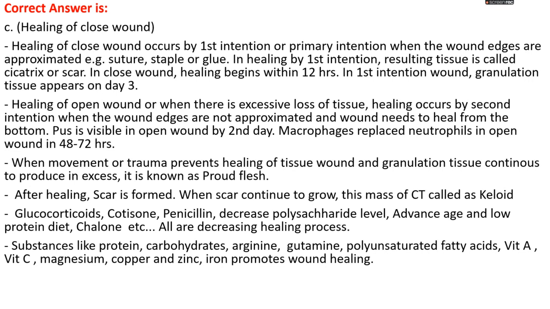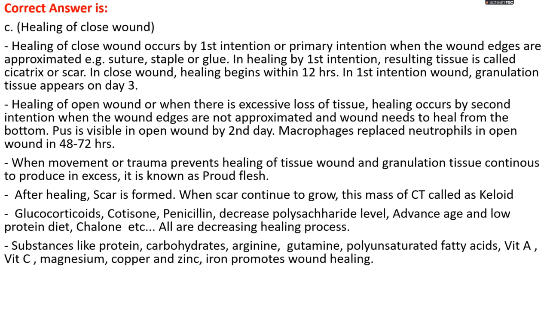When there is a movement or trauma that prevents healing of the wound, at that time granulation tissue continues to be produced in excess, which is known as proud flesh. After healing of the wound, scar formation takes place, and when a scar continues to grow into a mass of connective tissue, that is called a keloid.